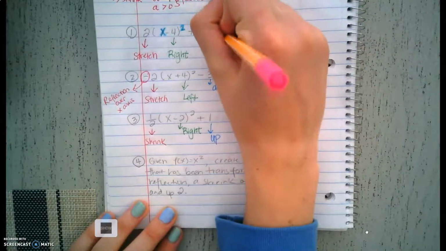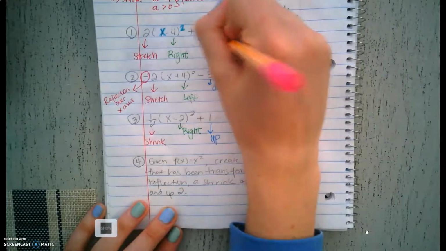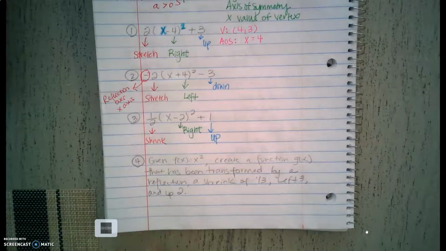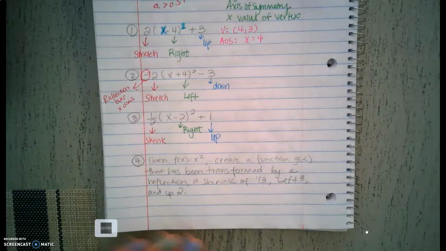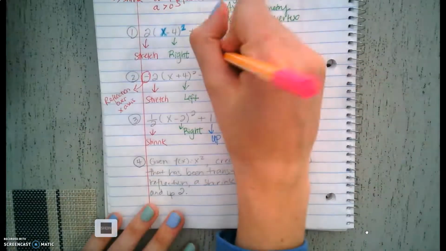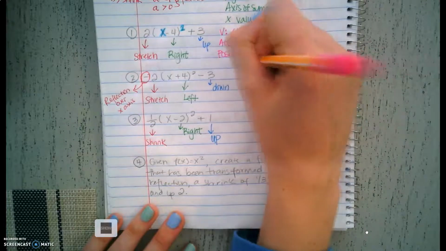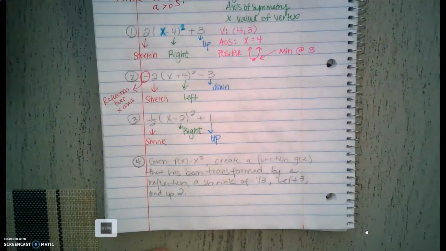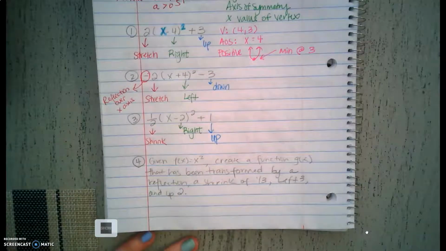So our vertex here is 4, 3. Our axis of symmetry is x equals 4. It's always the x value of our vertex. And just looking at this problem, how do I know if there's a max or a min? Well, is it positive or is it negative? This problem is positive. So if it's positive, it's going to be opened up. So then I have a minimum. And that minimum is at that y value of our vertex. Okay. Remember, you can also write your minimum as that ordered pair of your vertex, but this is a minimum.